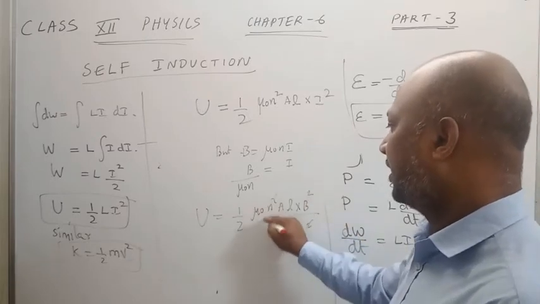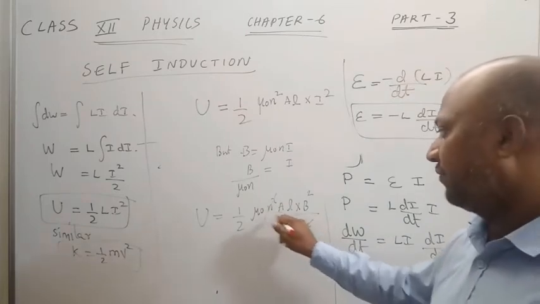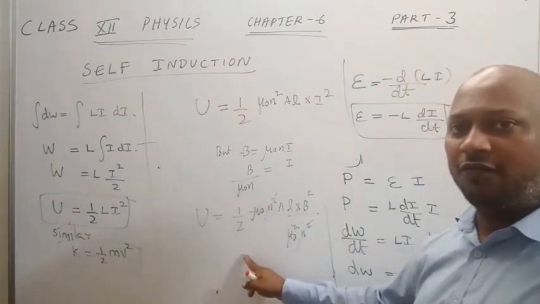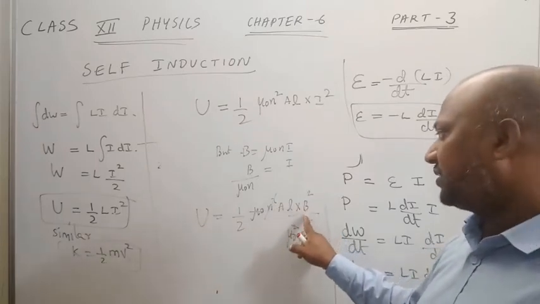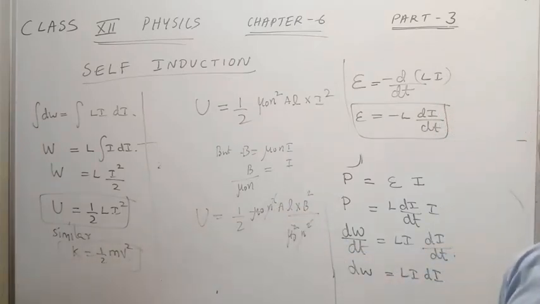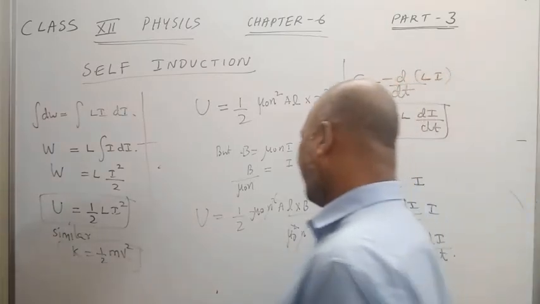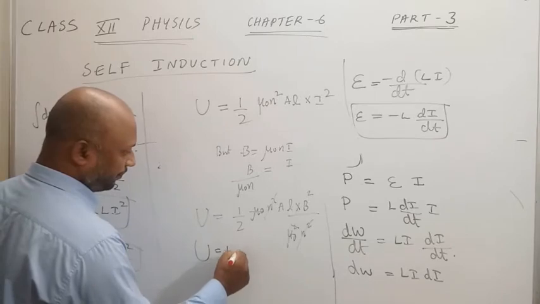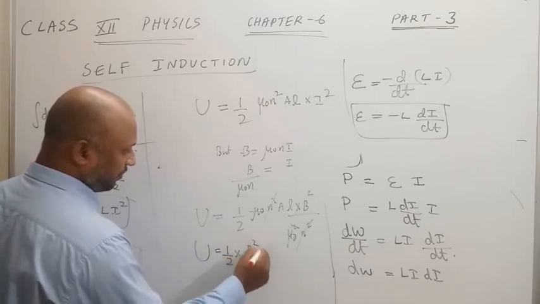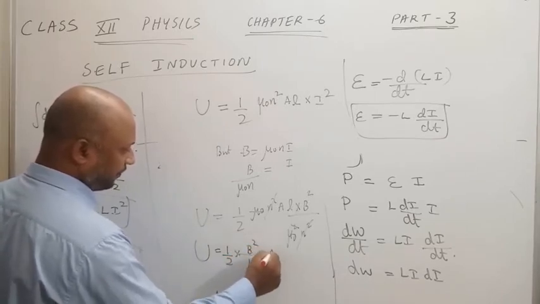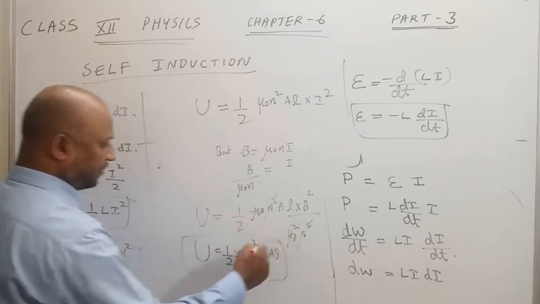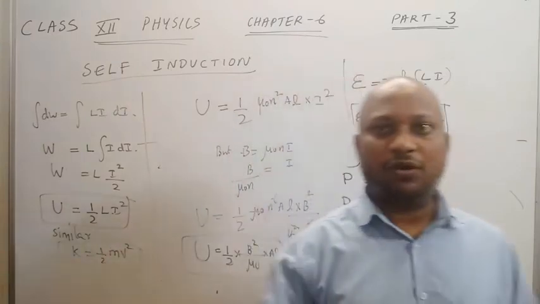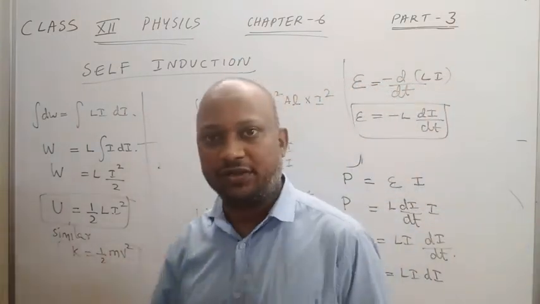So N square cancels. One mu naught and one mu naught cancel. And you are getting U is equal to half into B square into AL divided by mu naught. So we can write U is equal to half into B square upon mu naught into A, where area into length is a volume, because this is simply one inductor, one coil, one coil का length और one coil का area तो fix है, so it is a volume.